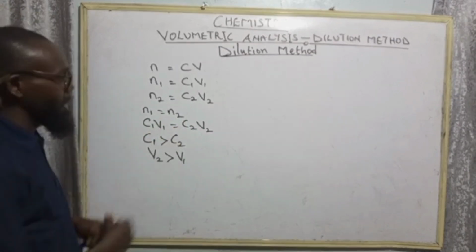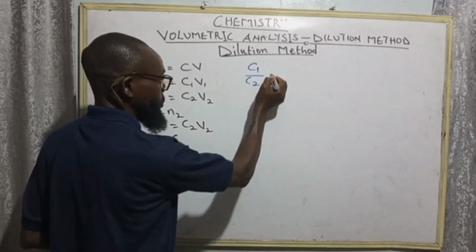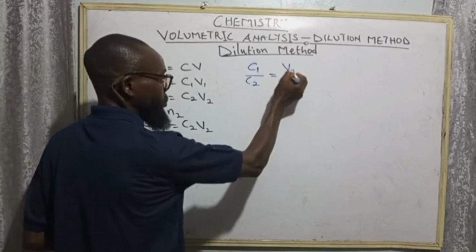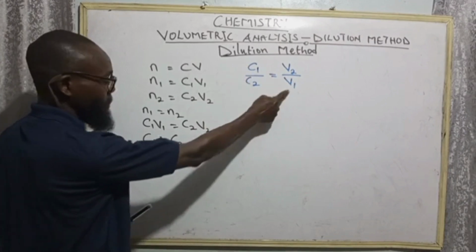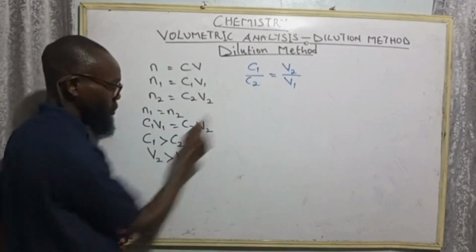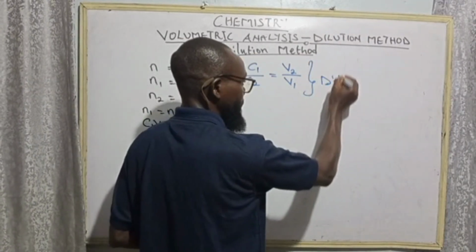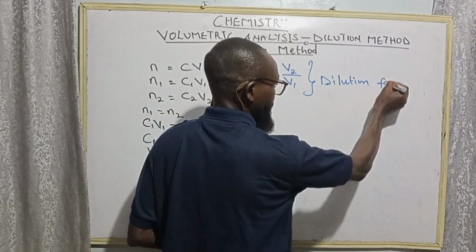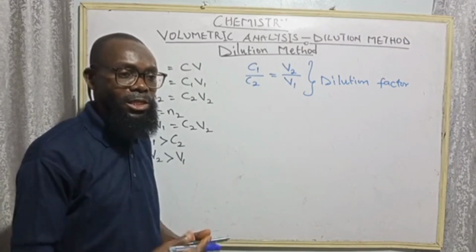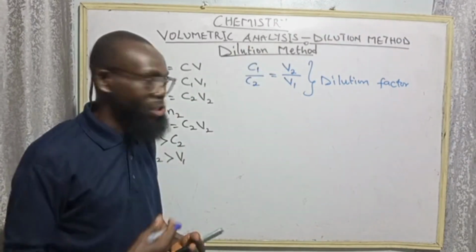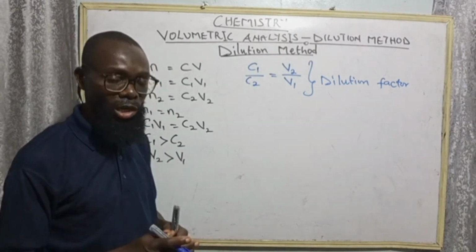From this place, we can move forward by saying C1 over C2 will be equal to V2 over V1. You know, when you cross multiply, C1 will go to V1, C2 go to V2, we have this. So this is called dilution factor, meaning the number of times the substance is being diluted. So C1 over C2 equals V2 over V1 is called dilution factor.